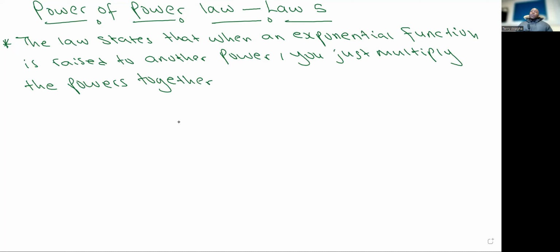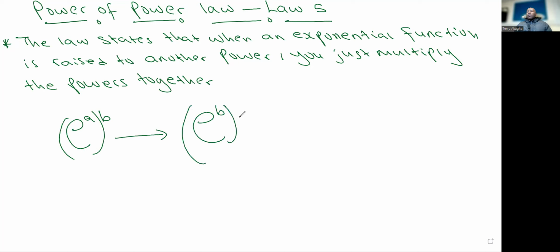So basically, what we are saying is, when we have something like exponential a multiplied by b, how do you solve it? You can write it like this, or you can also write it like this, exponential b a. It's the same thing, so you can use it interchangeably. You can write it in any way, in this format, A, B, or B, A.